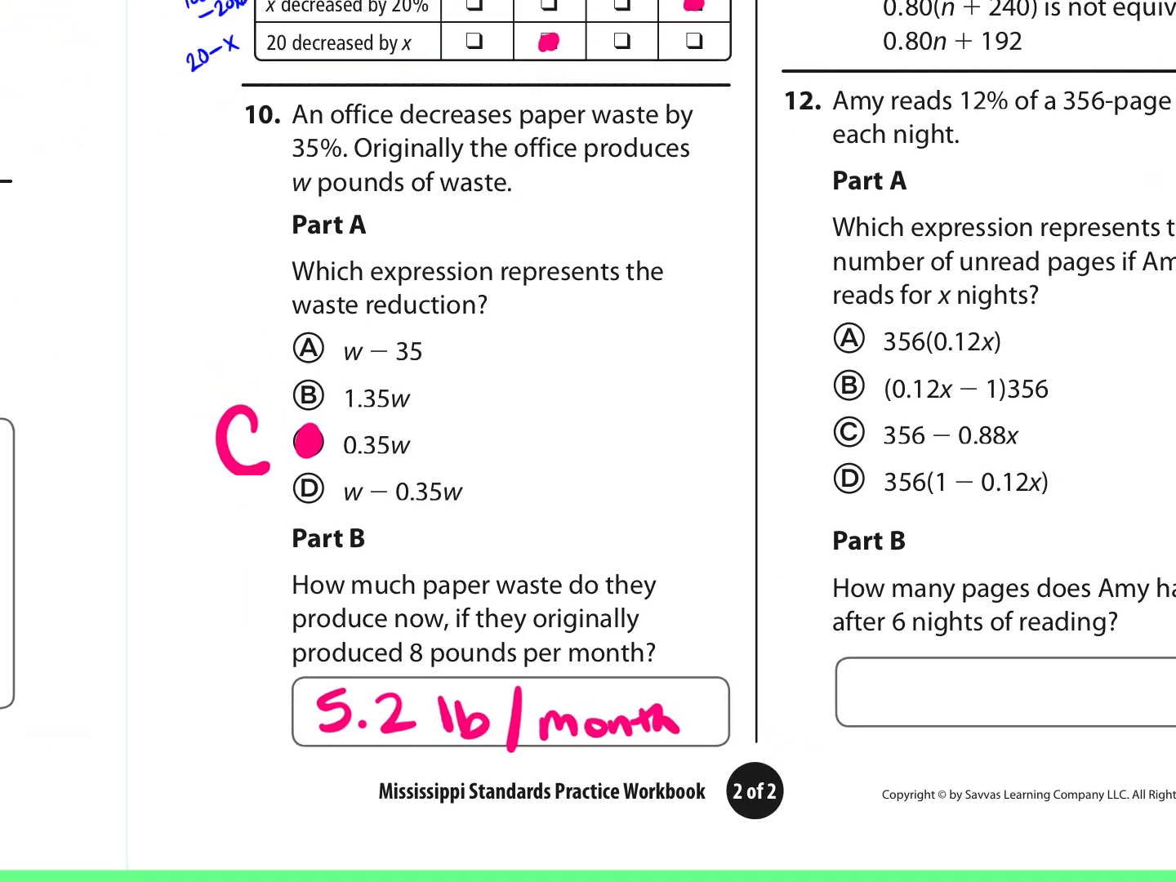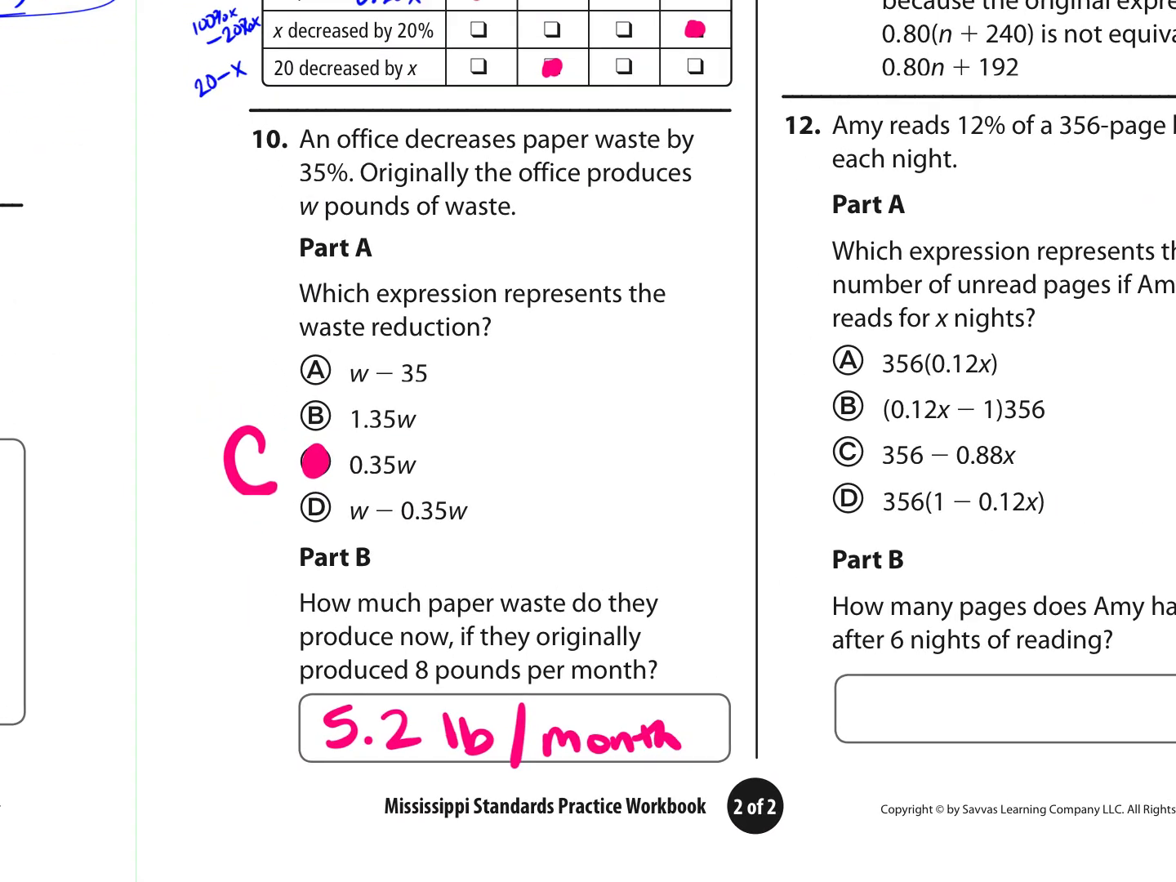Number 10, the office decreases paper waste by 35%. Originally, the office produces W pounds of waste. Which expression represents the waste reduction? It's not saying the total after. It's just saying what reduced. It reduced 35%. So 35% of W does come out to 0.35W.